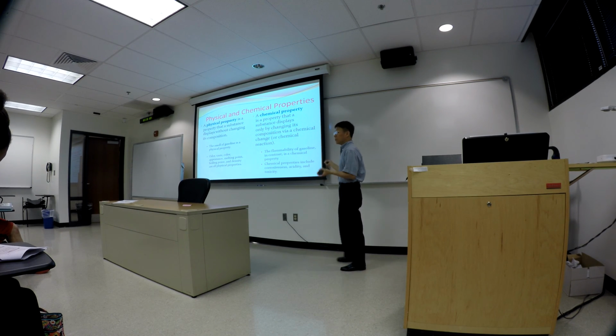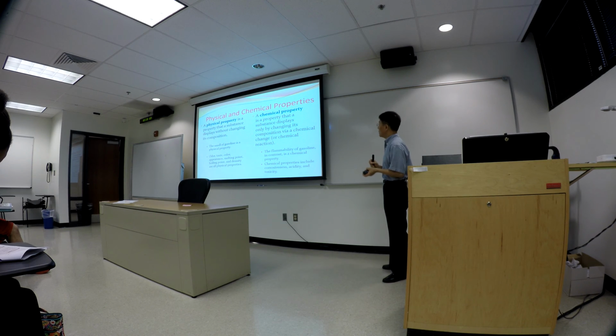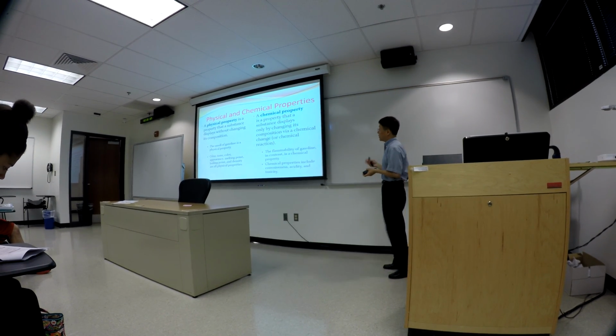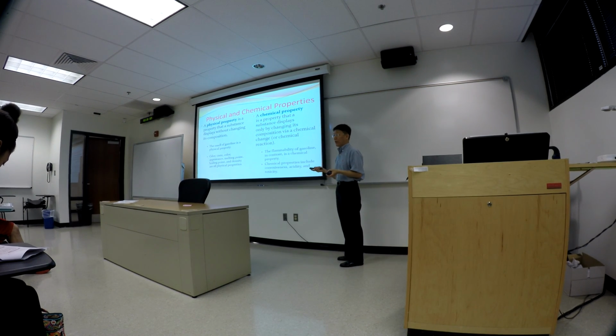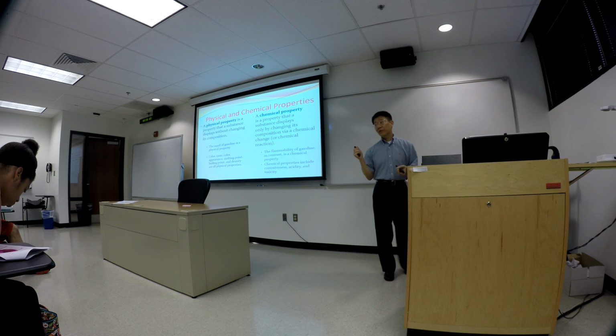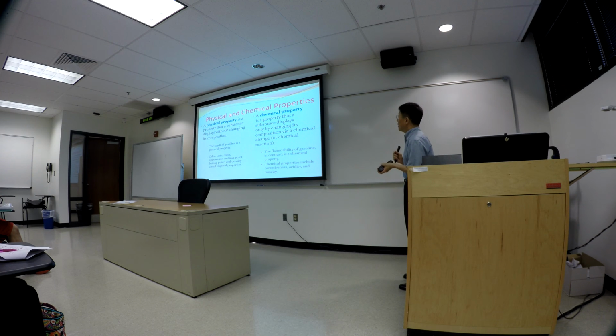Chemical properties, still using gasoline as an example. If you toss a match in the gasoline, it will violently react with the oxygen gas in the air. And so flammability, that's a chemical property for gasoline. So there are different types of properties, and we need you to know which one is a physical property and which one is a chemical property.